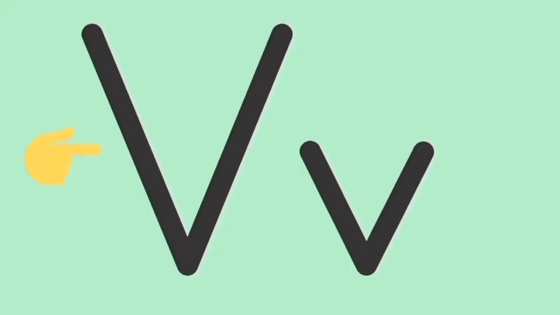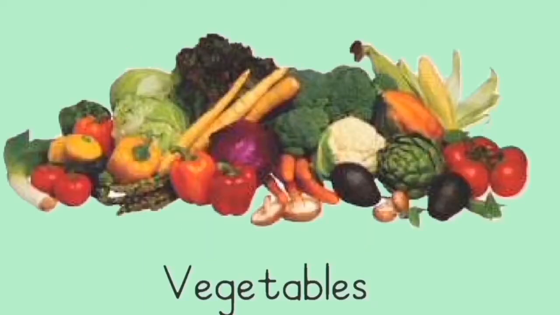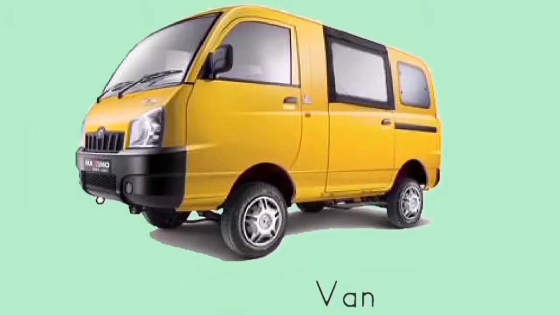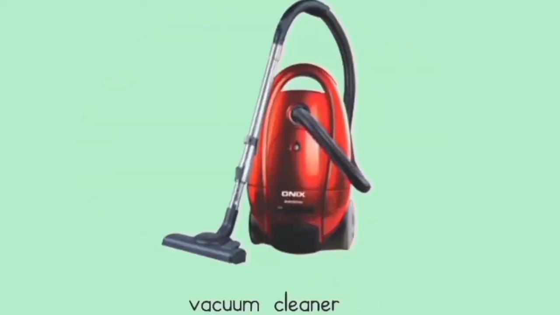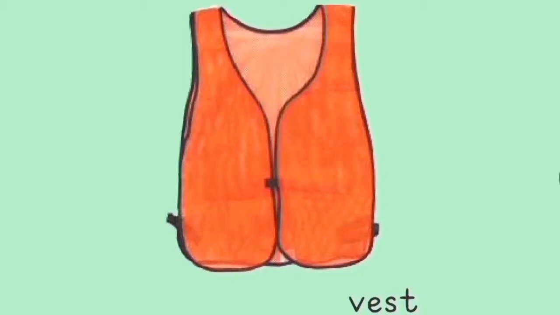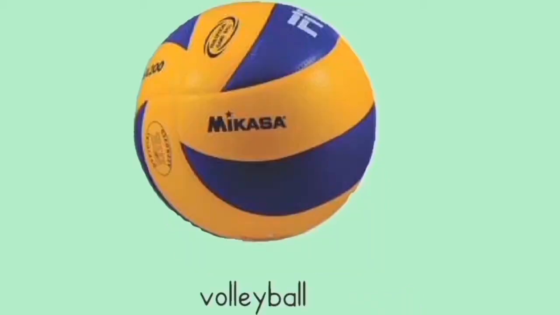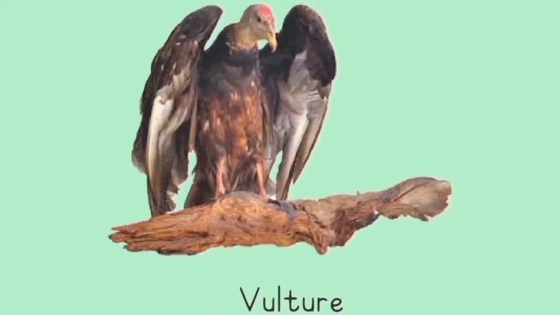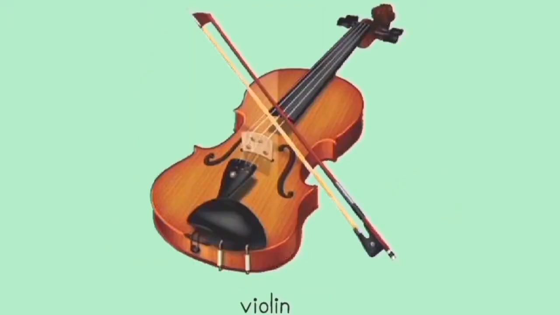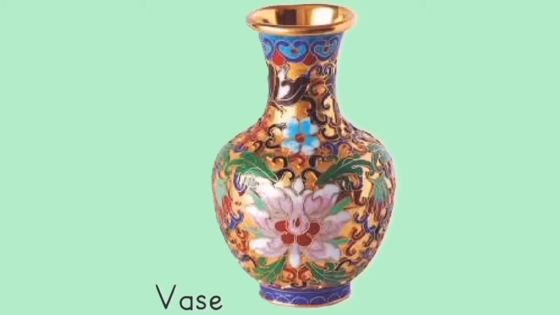Capital V, small v. The sound of V is V. V says V. V for vegetables. V for van. V for vacuum cleaner. V for vest. V for volleyball. V for vulture. V for violin. V for vase.